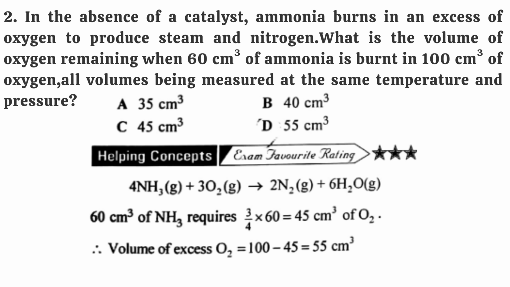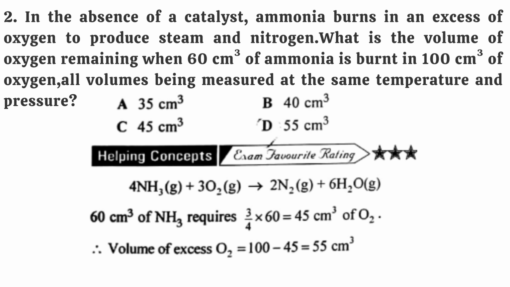Okay, so our next problem is: in the absence of a catalyst, ammonia burns in excess oxygen to produce steam and nitrogen gas. We are given 60 cm³ of ammonia that is burned, 100 cm³ of oxygen is available, and we need to figure out how much oxygen remains after the reaction, assuming all volumes are measured at the same temperature and pressure.